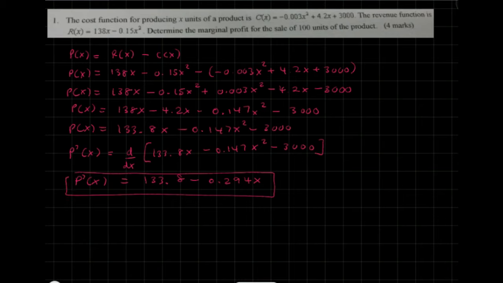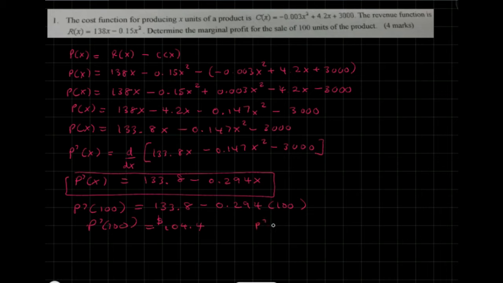And we're not done yet because we want to find the marginal profit for the sale of 100 units of the product, right? P prime of x, I'm going to plug in 100 units. P prime of 100 is equal to 133.8 minus 0.294 times 100. And in this case, 133.8 subtracted by 0.294 times 100 is going to give us 104.4. Okay, so this is basically our marginal profit at selling 100 units.